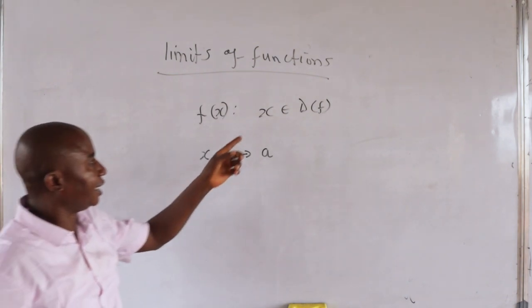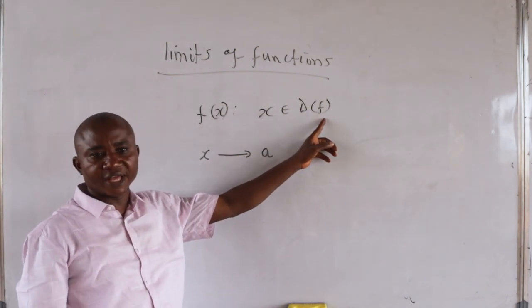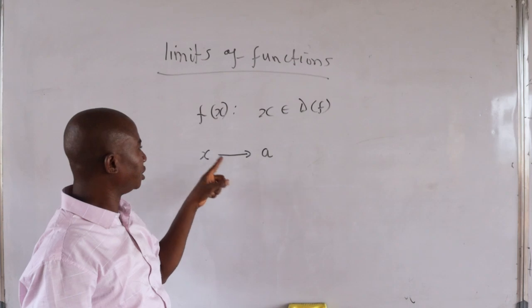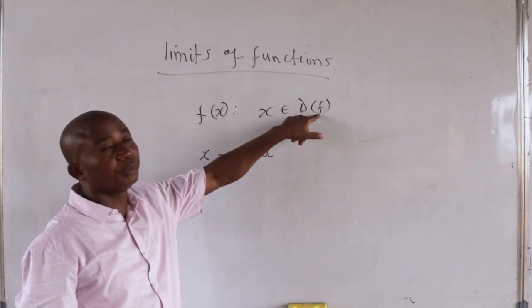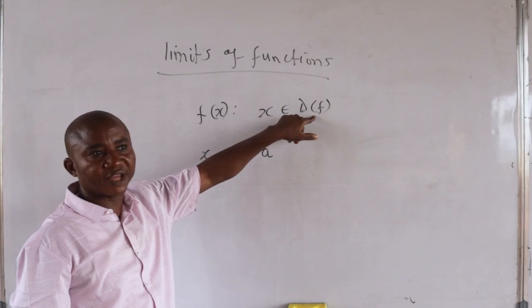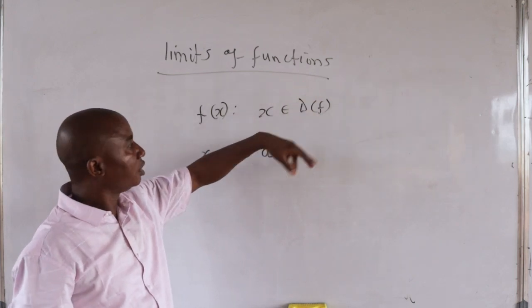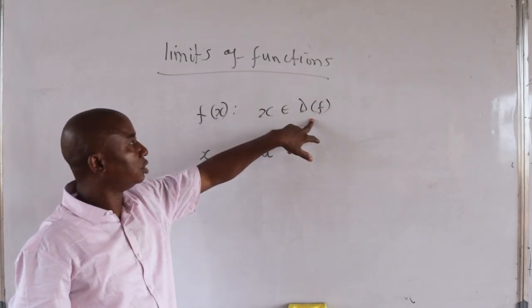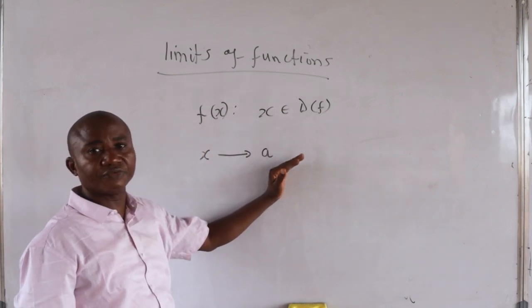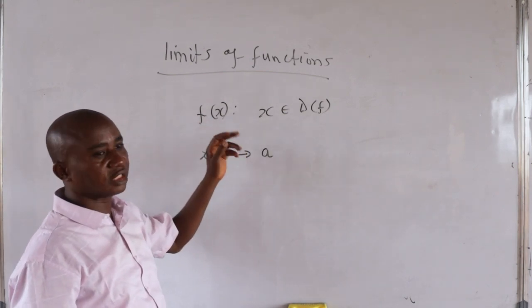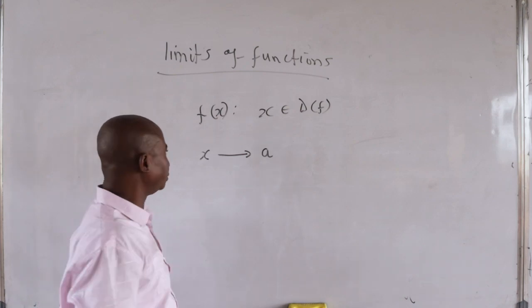Now, here x must belong to the domain of f. The question is, is it necessarily the case that a must also belong to the domain of f? And the answer is no. A may not belong to the domain of f, but we are saying as x approaches the value a, what will f approach?